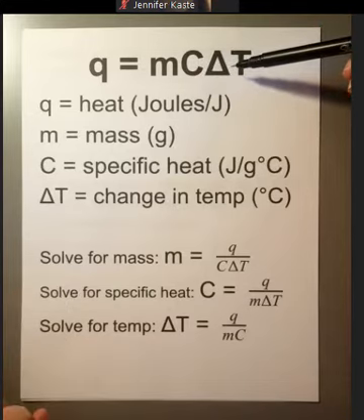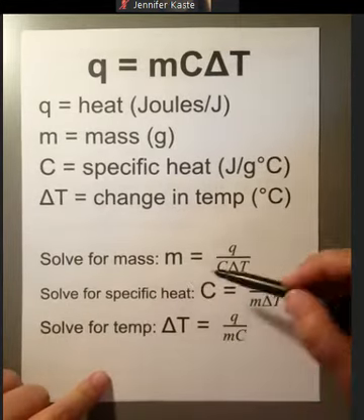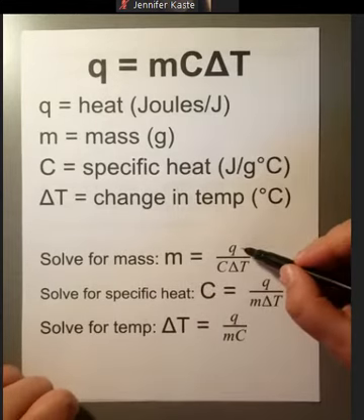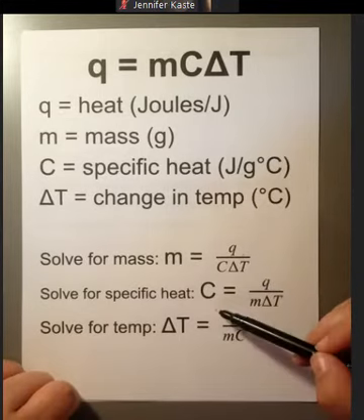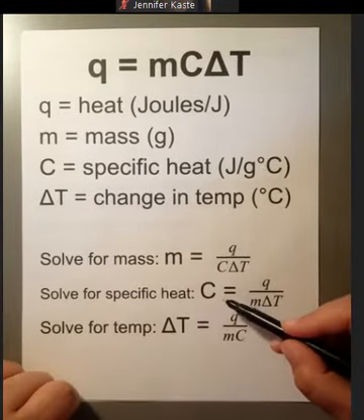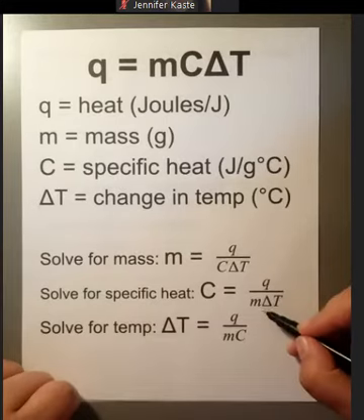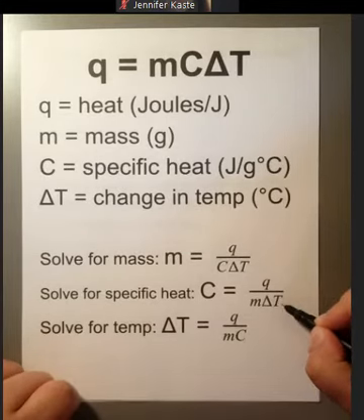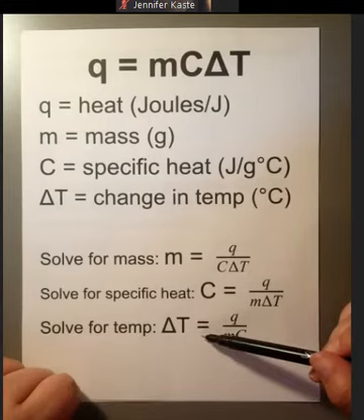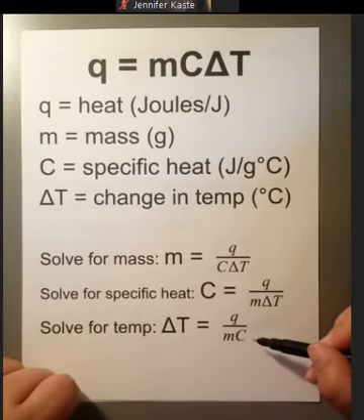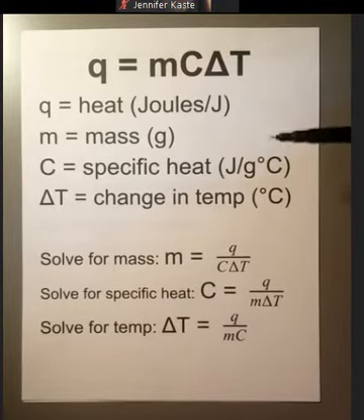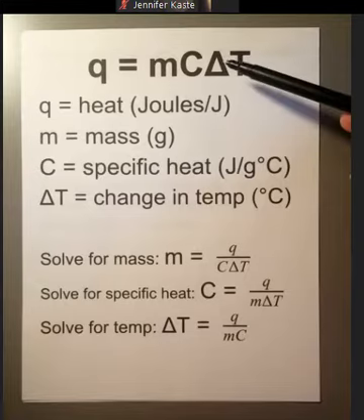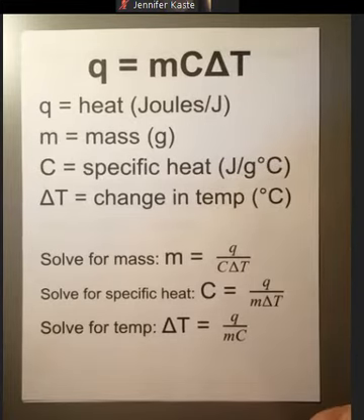So if you are solving for heat, you are doing Q equals mass times specific heat times the change in temperature. If you are solving for mass, I've rearranged the equation. So you're doing Q, which is the heat, divided by specific heat times delta T. If you're solving for specific heat, you're doing C equals Q divided by mass times change in temperature. And then if you're solving for temperature, you're doing Q divided by mass times specific heat. So this is my general page here for how to solve for heat, mass, specific heat, and the change in temperature, and what all of the variables represent.